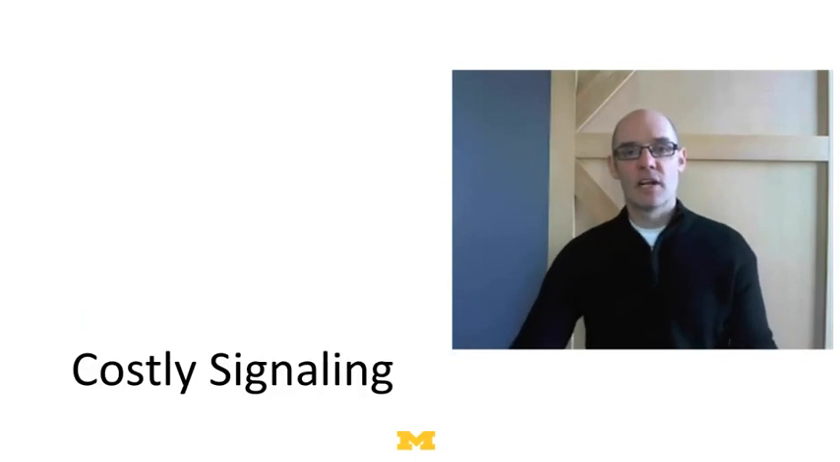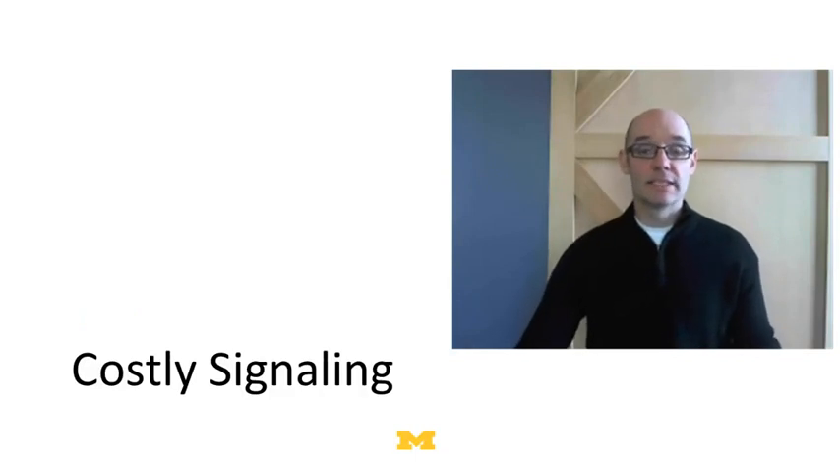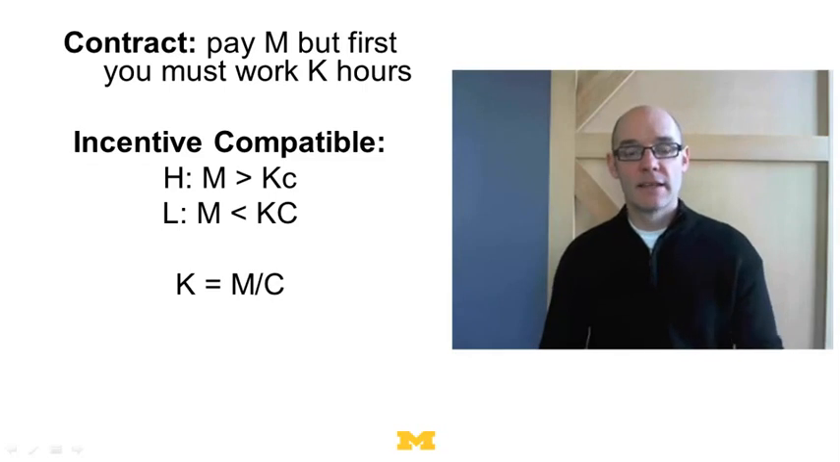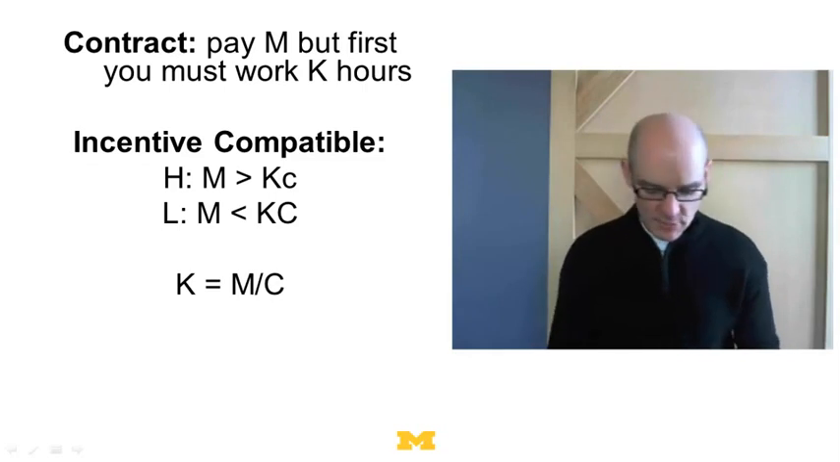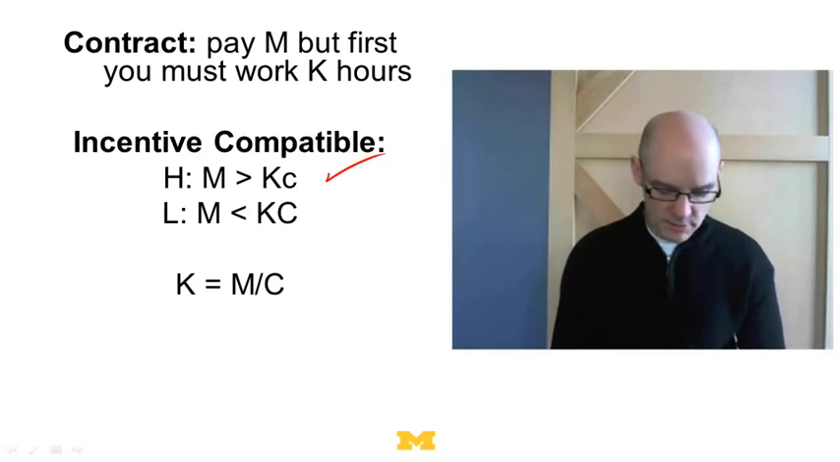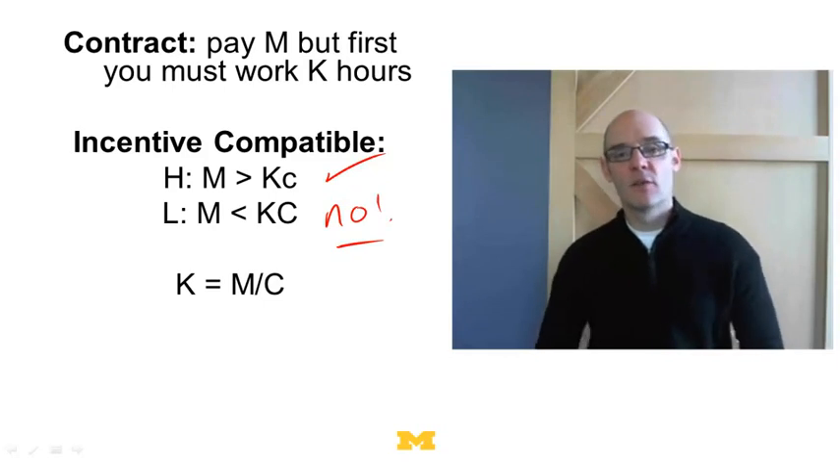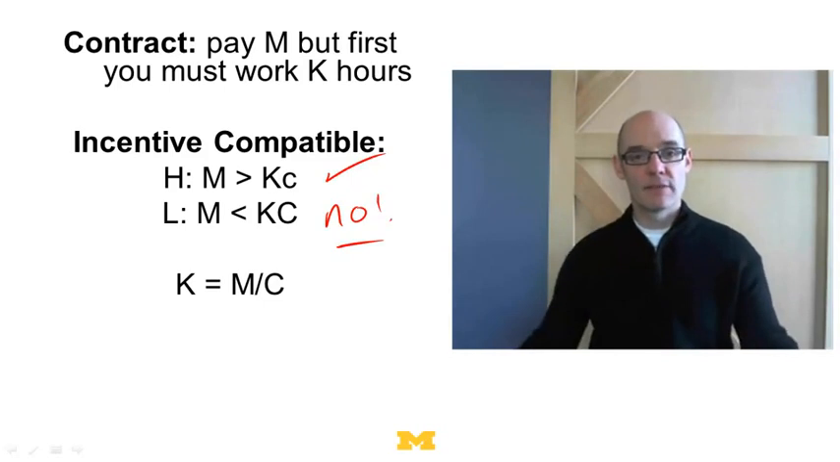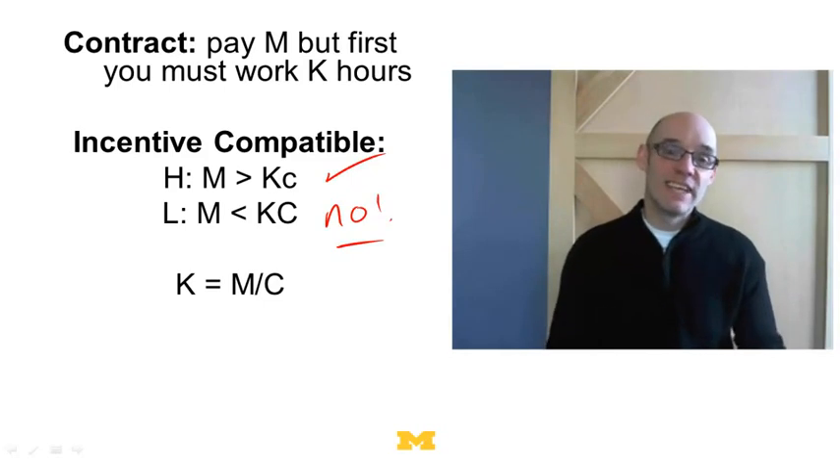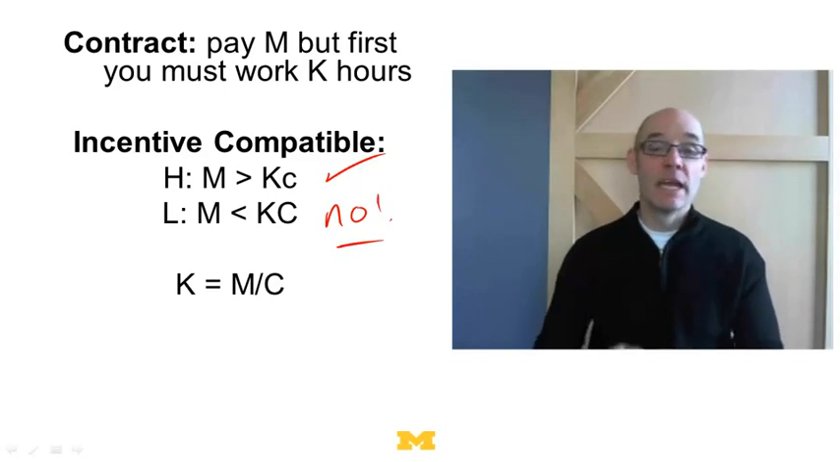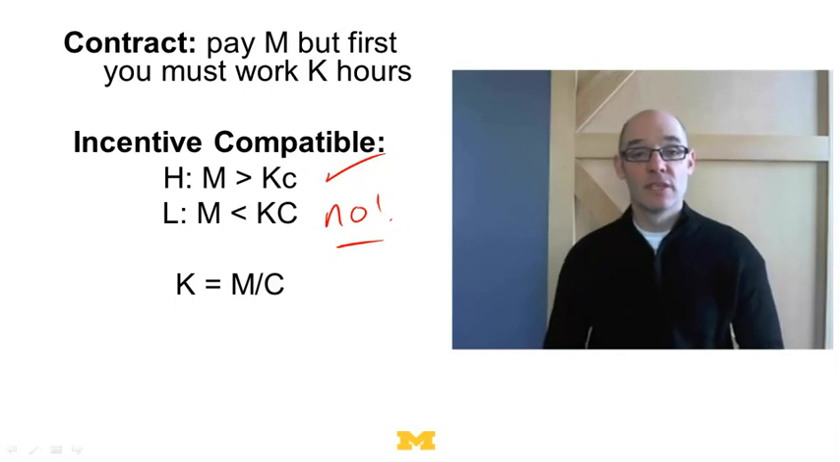Now, these are sometimes called costly signaling models. The reason is that the high ability workers had to signal by working K hours that they're really high ability. Let's go back to this contract. I've set K so that the high ability workers are willing to work K hours, but the low ability workers are not. So here's what's going to happen. All the high ability workers are going to work. None of the low ability workers are going to work. And so I've separated them out. Again, the information is no longer hidden. I know who's high ability, those who chose to take the job, and I know who's low ability, those who chose not to take the job.